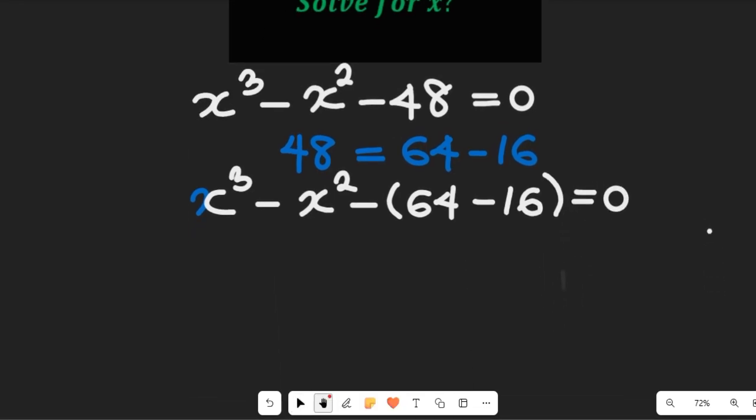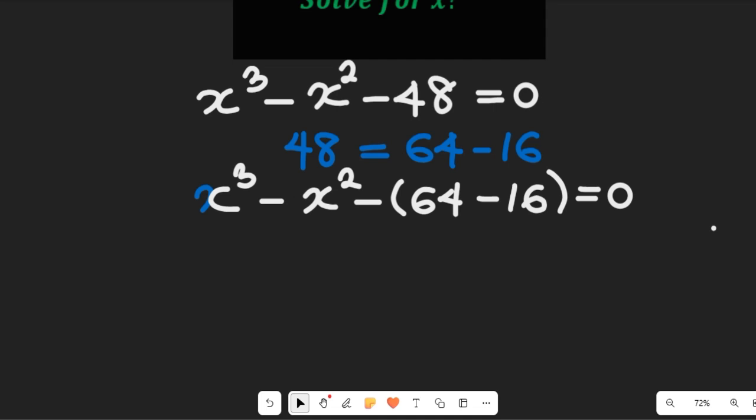Now, if you simplify that, you're going to have a negative 64 and a positive 64. Negative 64 minus a positive 16 is going to give us negative 48. So we are right on track.